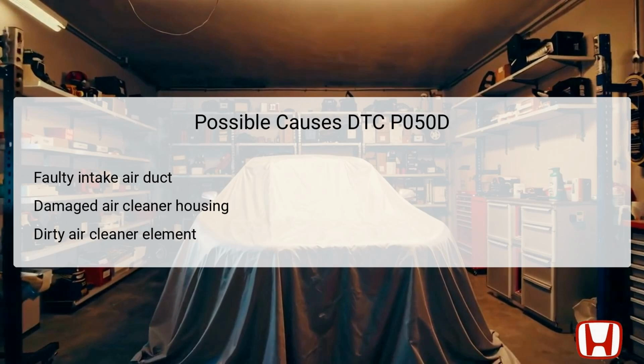Several possible causes can lead to the occurrence of DTC P050D. One issue may be a faulty intake air duct, which might have a poor connection or blockage preventing adequate airflow. If the air path is obstructed, it can affect the engine's ability to achieve the correct idle speed. Another potential cause is a damaged air cleaner housing, which can also restrict airflow if it's not sealing properly. Additionally, if the air cleaner element is dirty, it will further impede airflow, causing the engine to run inefficiently during cold starts. Addressing these potential causes is the first step in resolving the idle speed issue noted by the DTC.